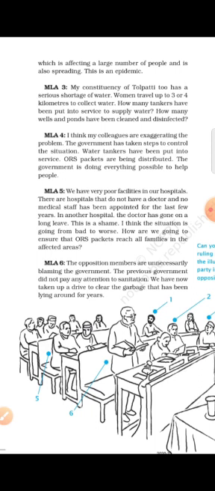Now MLA number 5: we have very poor facilities in our hospitals. Our hospitals do not have a doctor and no medical staff has been appointed for the last few years. In another hospital, the doctor has gone on long leave. This is a shame. I think the situation is going from bad to worse. How are we going to ensure that ORS packets reach all families in the affected areas? Who will be the monitor for that?